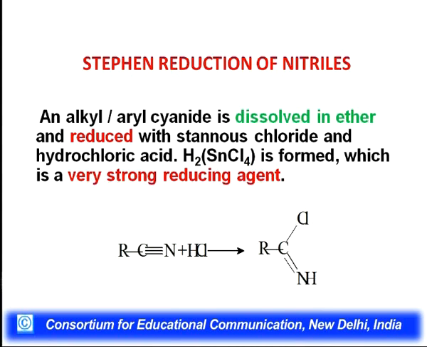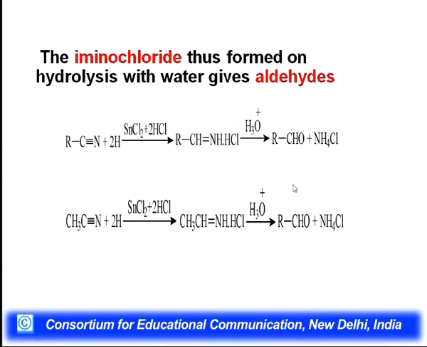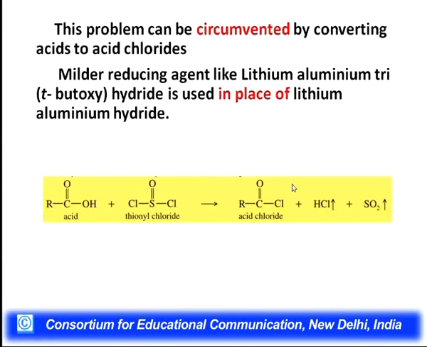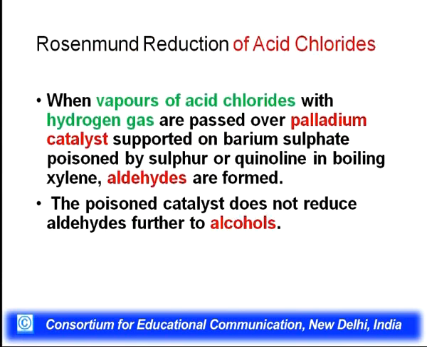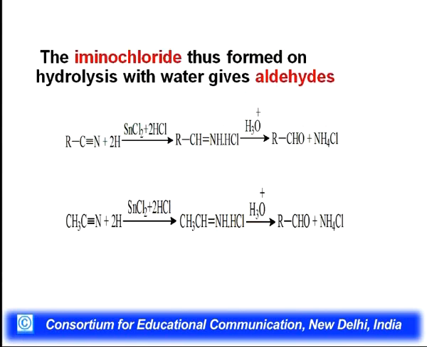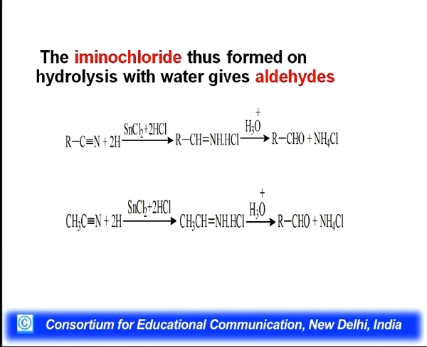As a result, the hydrogens add to carbon and nitrogen, resulting in formation of an aldimine hydrochloride. And now this aldimine hydrochloride on hydrolysis will give us an aldehyde and ammonium chloride. So what we find is that the reaction will stop at the aldehyde, and aldehydes cannot be reduced further to alcohols. We can also bring about reduction of nitriles with another reducing agent, which is DIBAL, and which I'll be discussing later on.